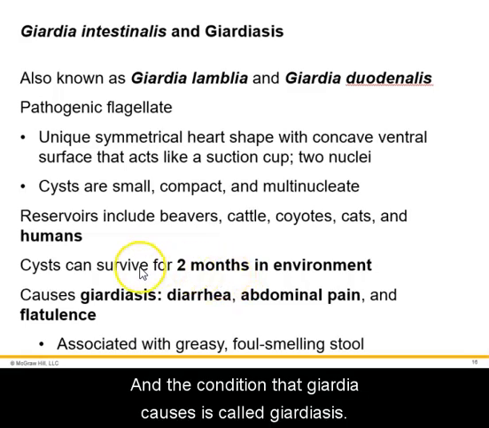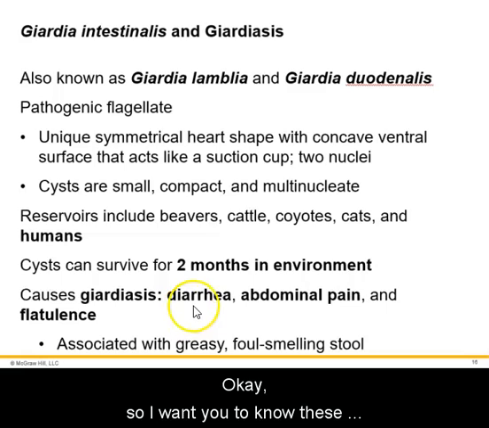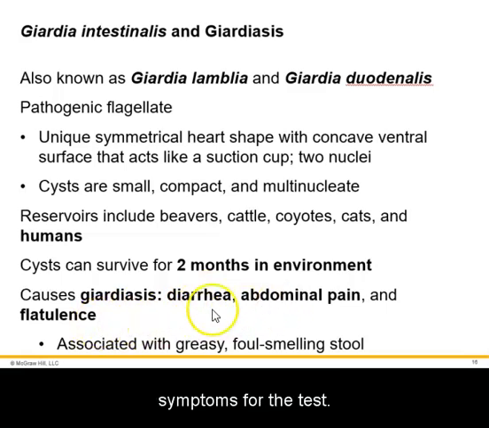And the condition that Giardia causes is called giardiasis. This is a diarrhea, abdominal pain, and flatulence. Okay, so I want you to know these symptoms for the test. It's also associated with greasy, foul-smelling stool.